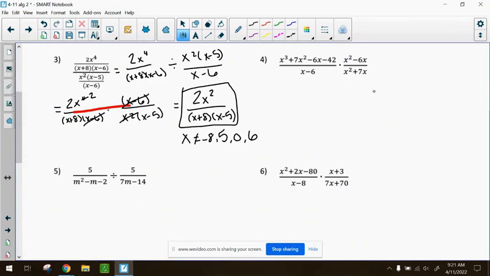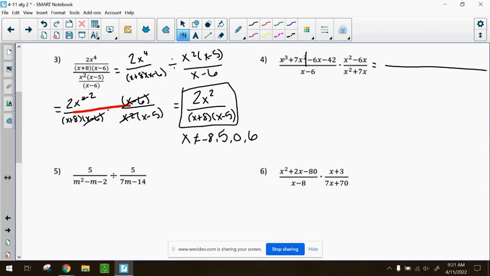In number 4, it is multiplication. So again, we're making it one big fraction. We're factoring what we can factor and then canceling stuff out where we can. So again, I'm going to make it one big fraction here and then see what will cancel. This numerator is going to be grouping. So a reminder on grouping is that we split the middle.